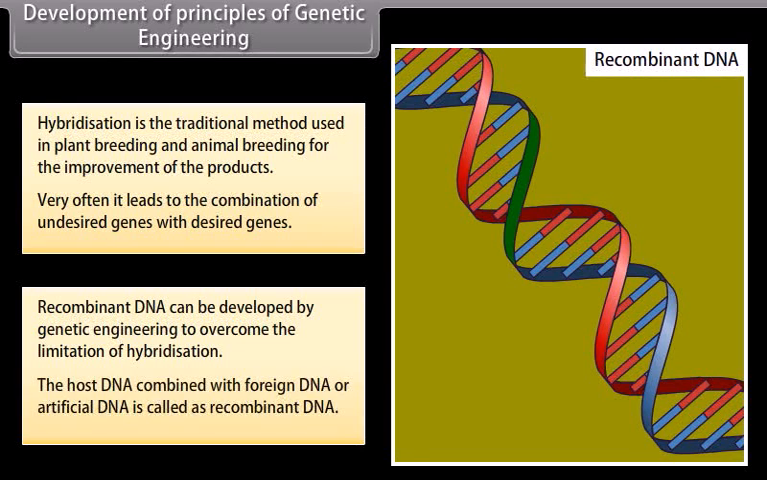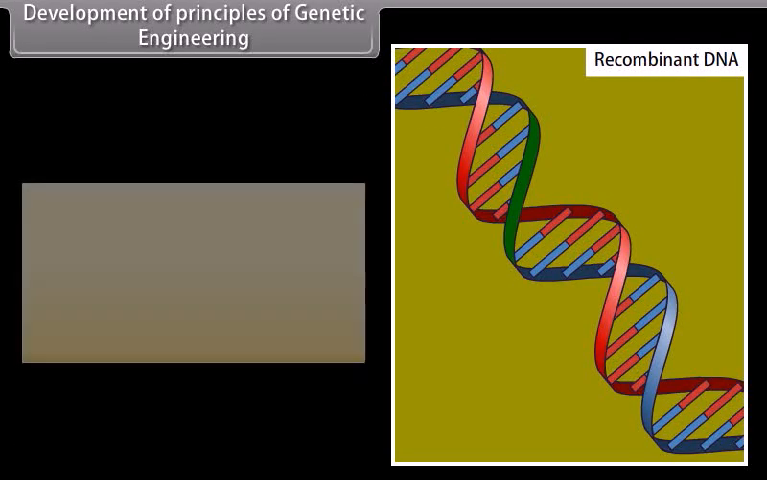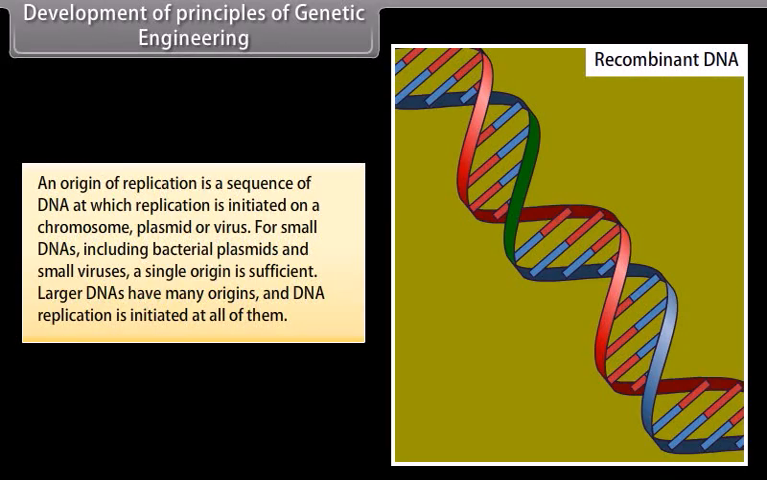The host DNA combined with foreign DNA or artificial DNA is called recombinant DNA. An origin of replication is a sequence of DNA at which replication is initiated on a chromosome, plasmid, or virus. For small DNAs, including bacterial plasmids and small viruses, a single origin is sufficient. Larger DNAs have many origins, and DNA replication is initiated at all of them.